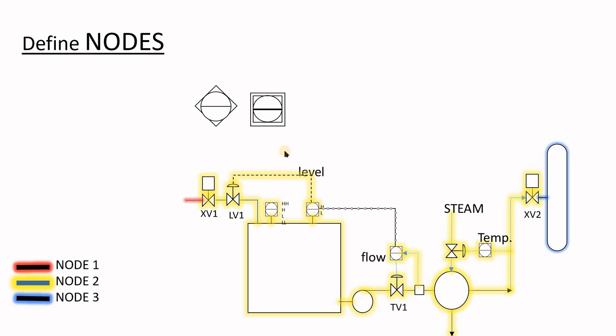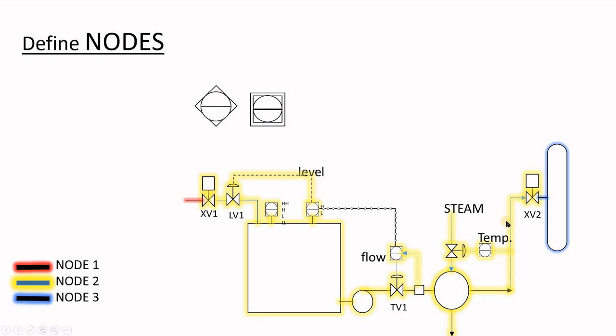One of the tasks the facilitator should do is defining the nodes. So the node is a part of the process that needs to be addressed together. Node 1 is before XV1. Node 2, the yellow highlighted, starts from XV1 valve and includes the tank, the pump, and the heat exchanger, and also XV2. Node 3 is the distillation column and downstream of it. What we study now is node by node.